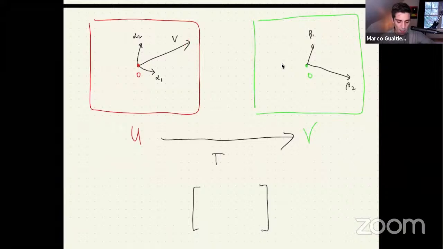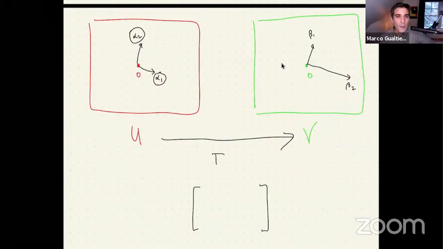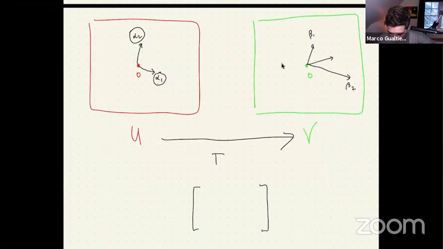So if I want to know the value of T on v, I can forget about that problem and do a preliminary problem. Before I figure out what it does to v, let me just figure out what it does to alpha 1 and to alpha 2. So what does it do to alpha 1? Well, it really depends on what T is. I'm going to give you an example. Suppose that T sends alpha 1 to this vector.